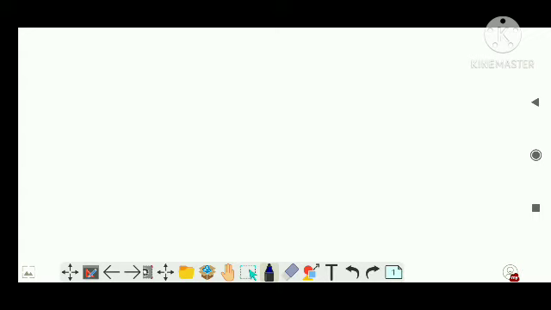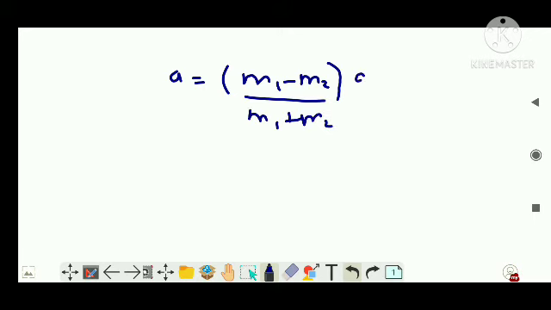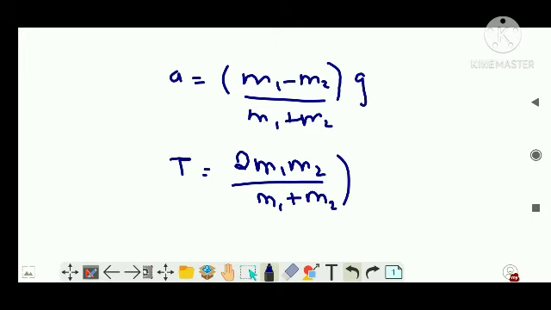I believe we found the acceleration value as (m1 minus m2) divided by (m1 plus m2) into g, and you found the tension on the string is 2 m1 m2 divided by (m1 plus m2) into g. Clear? These two expressions we found. Now we'll continue with the pulley system itself.